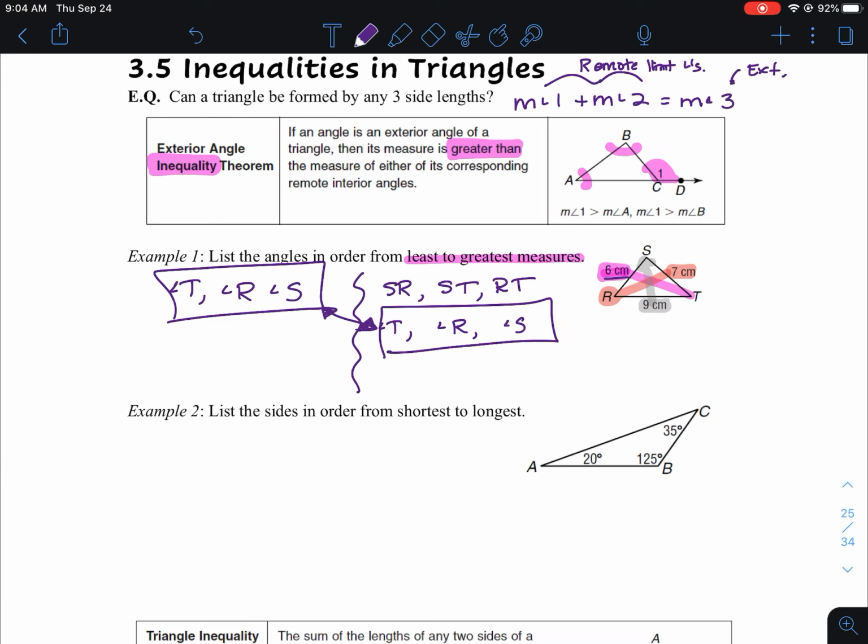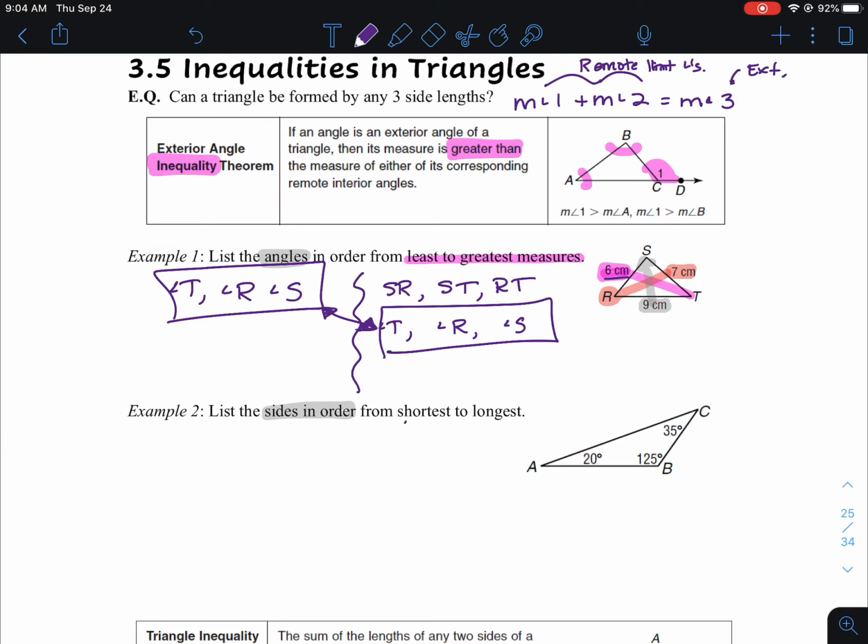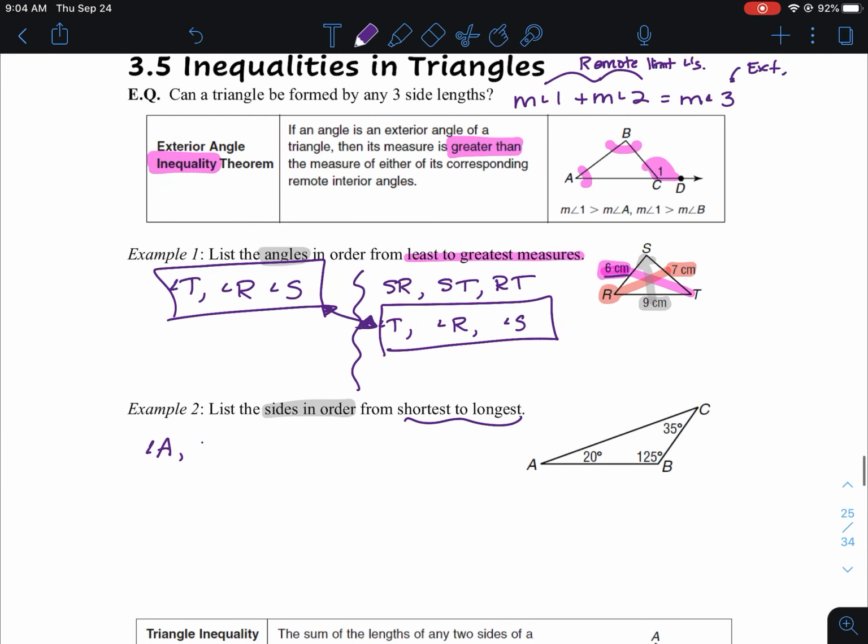It's sort of the same for the opposite now. They're going to give me the angles and ask me to list the sides in order. Last time we did the angles. They're not going to give you the angles and say list these angles in order. We're not in 2nd grade anymore. We know you can put basic numbers in order from least to greatest. So if they give me the angles, they want the sides. We want shortest to longest. Angle A is the smallest.